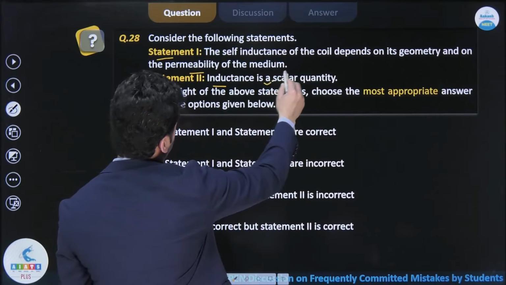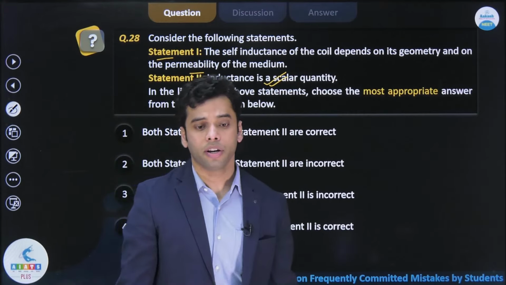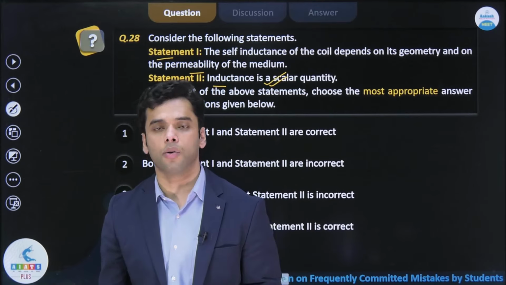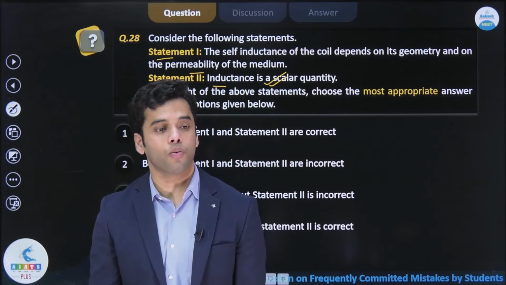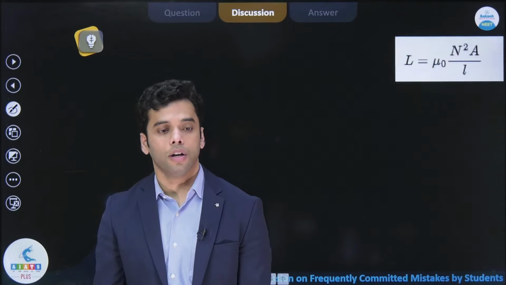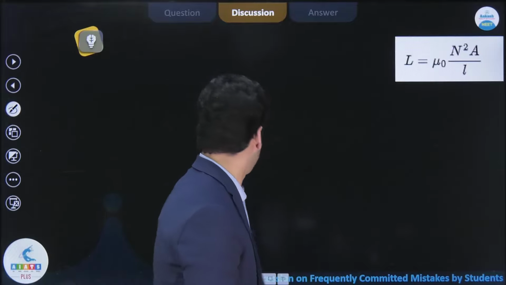This one is right. Statement 2 में तो कोई दिक्कत नहीं है बेटा. Statement 2 is very straightforward. Inductance is a scalar quantity. Let's talk about statement 1. So यहाँ पे आपके सामने मैंने एक एक्सप्रेशन आपके सामने पॉपअप हुआ है.